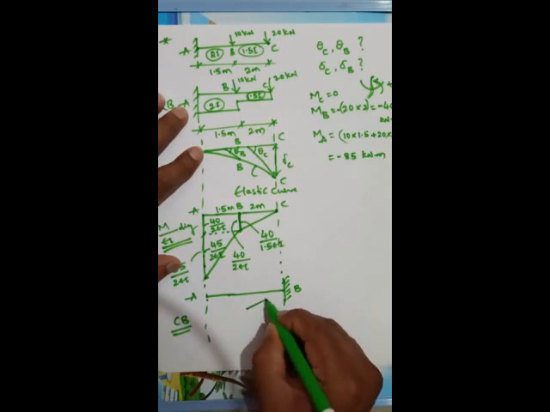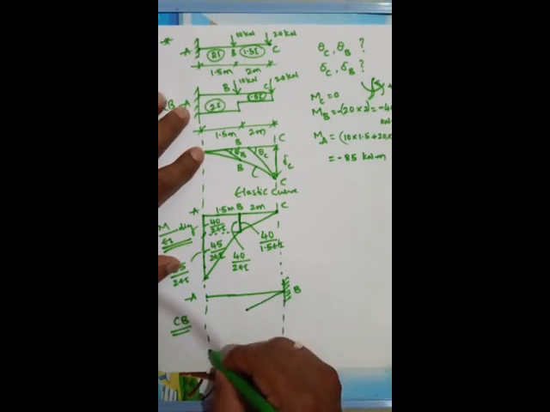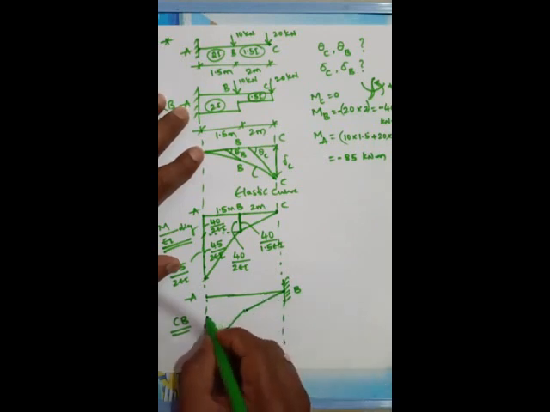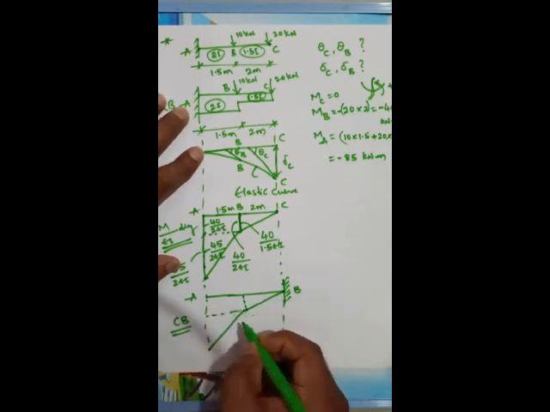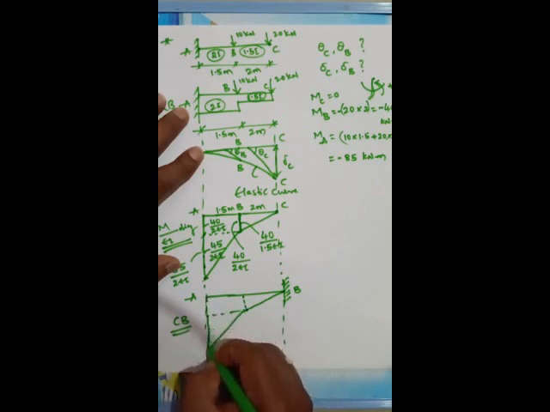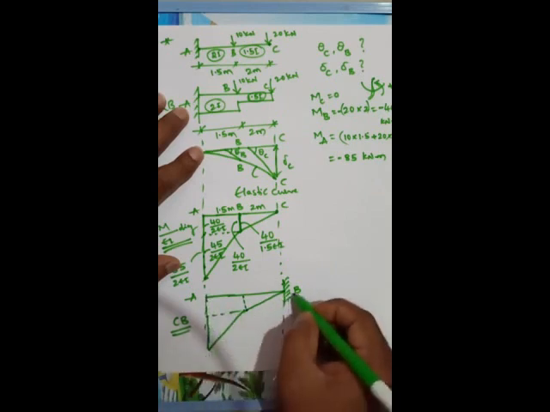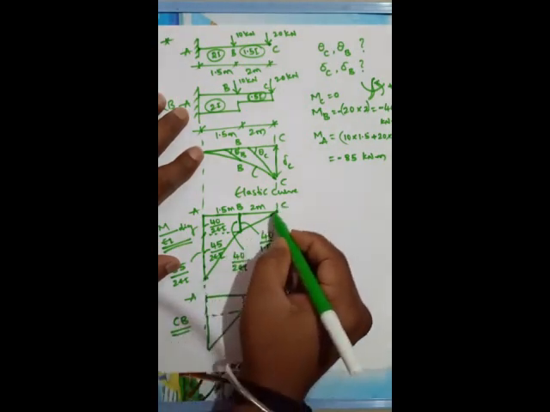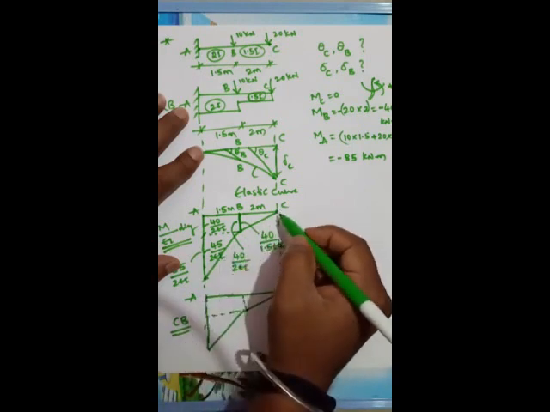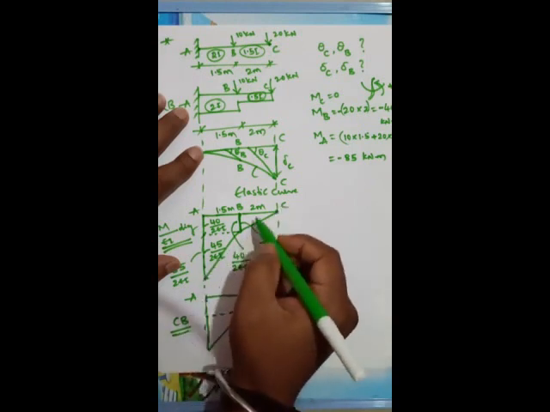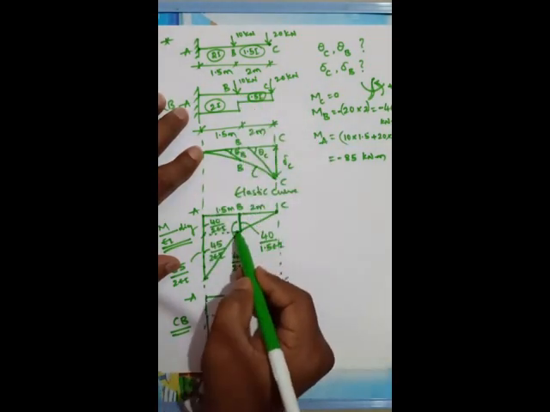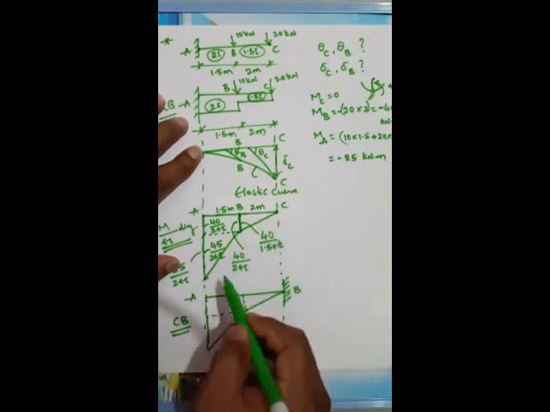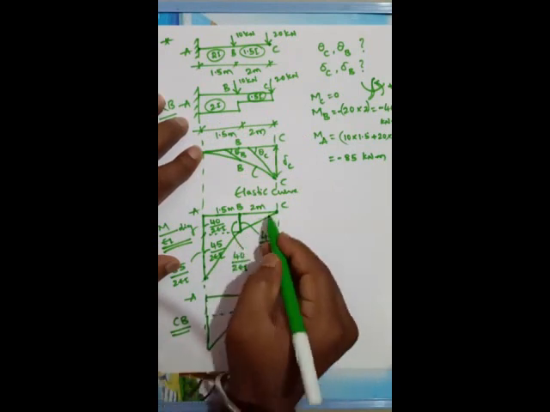At point B and at point A. This problem we have solved in the moment area method, so that time we discussed it. This is not a straight line. From C up to here, the variation of the bending moment diagram is not a straight line. From point C to point B it is a straight line, again from point B to point A it is a straight line, but from here to here it is not a straight line. Usually students make a mistake here.